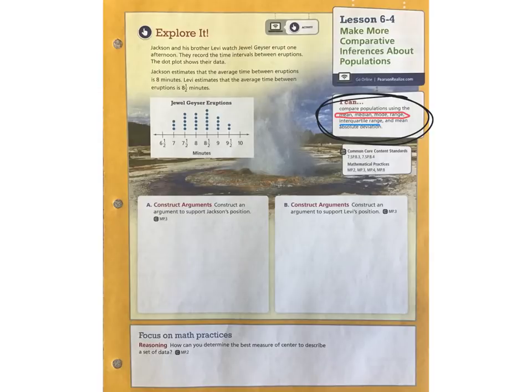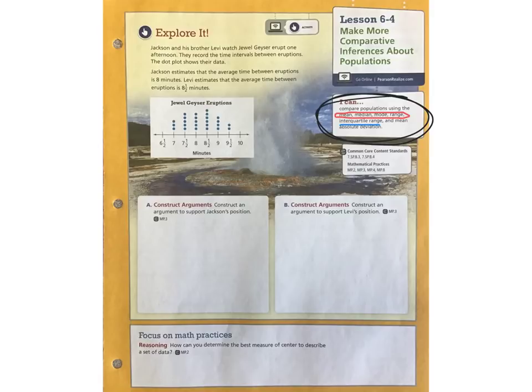Lesson 6.4, make more comparative inferences about populations. In this lesson, we're going to focus on using the data to compare populations using mean, median, mode, range, interquartile range, and mean absolute deviation.